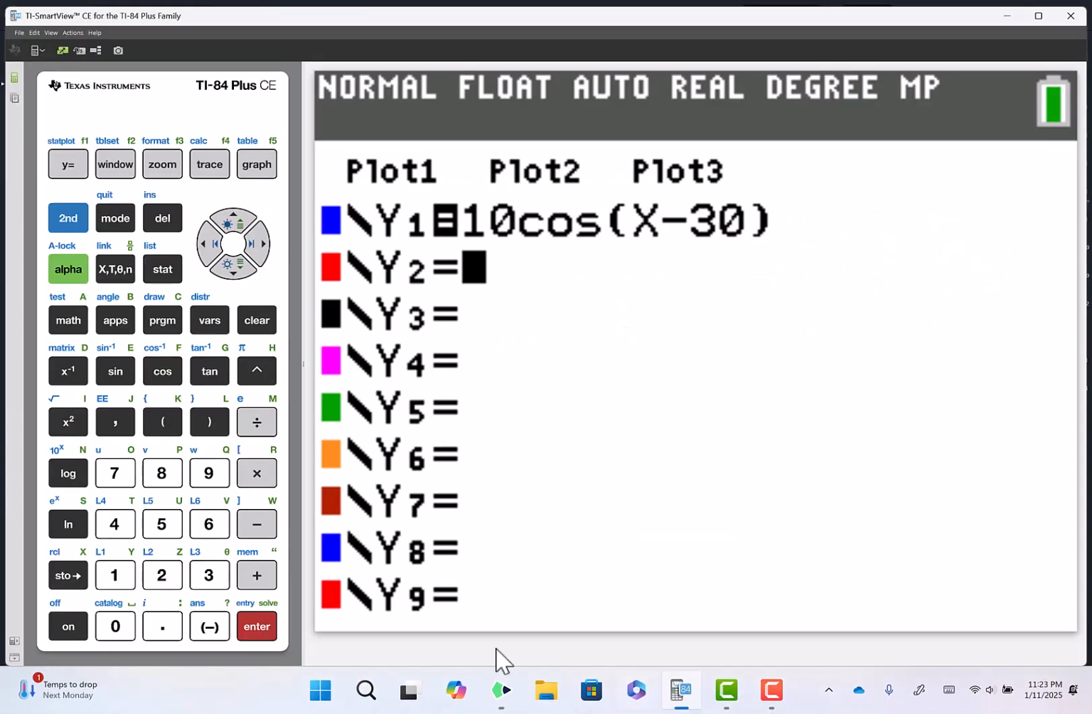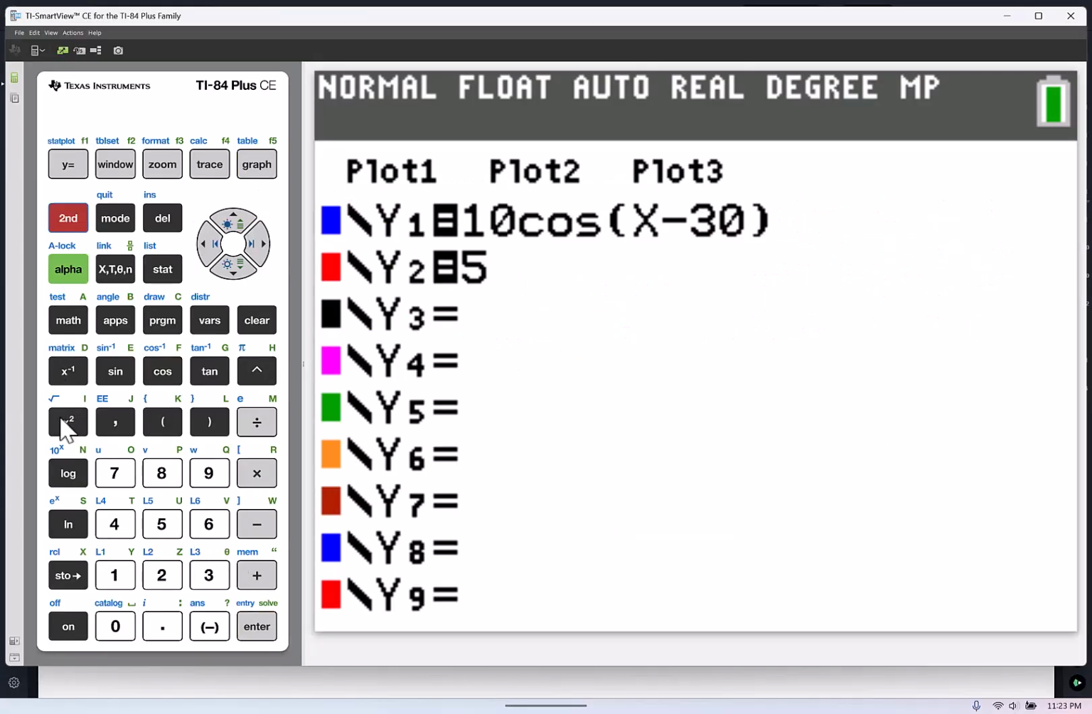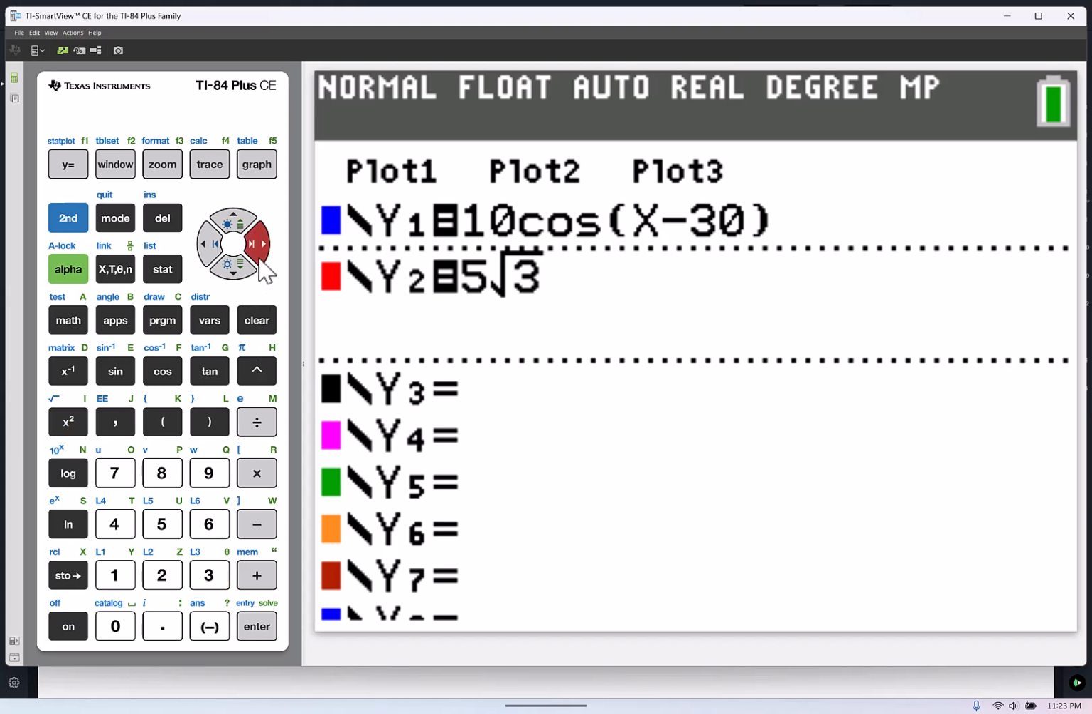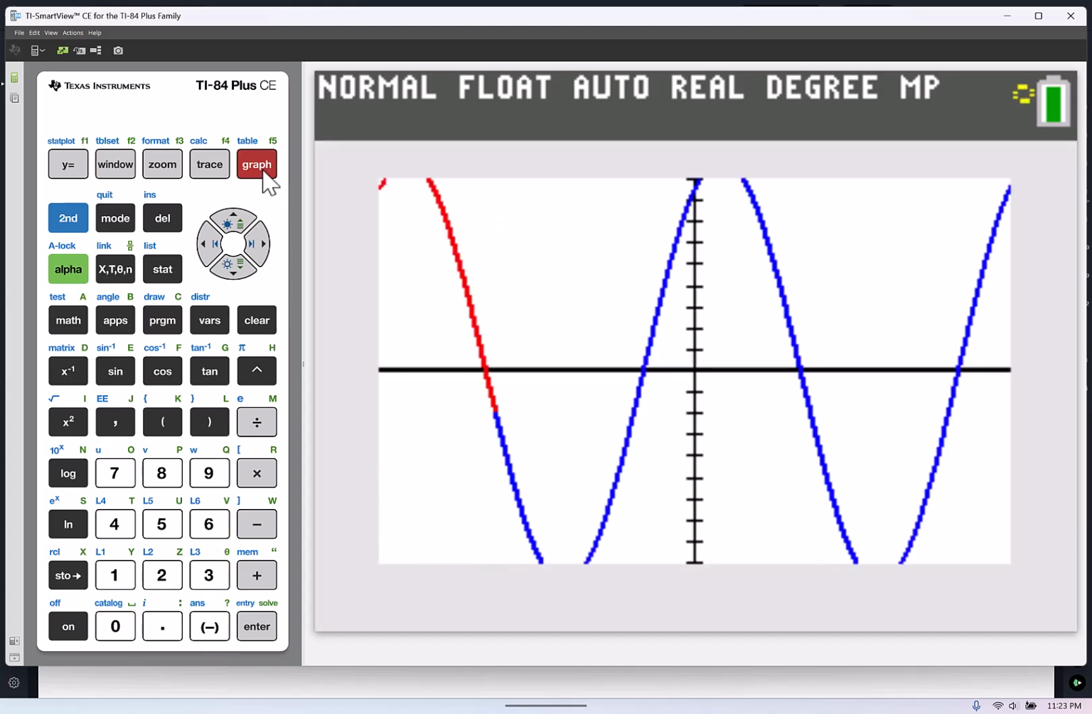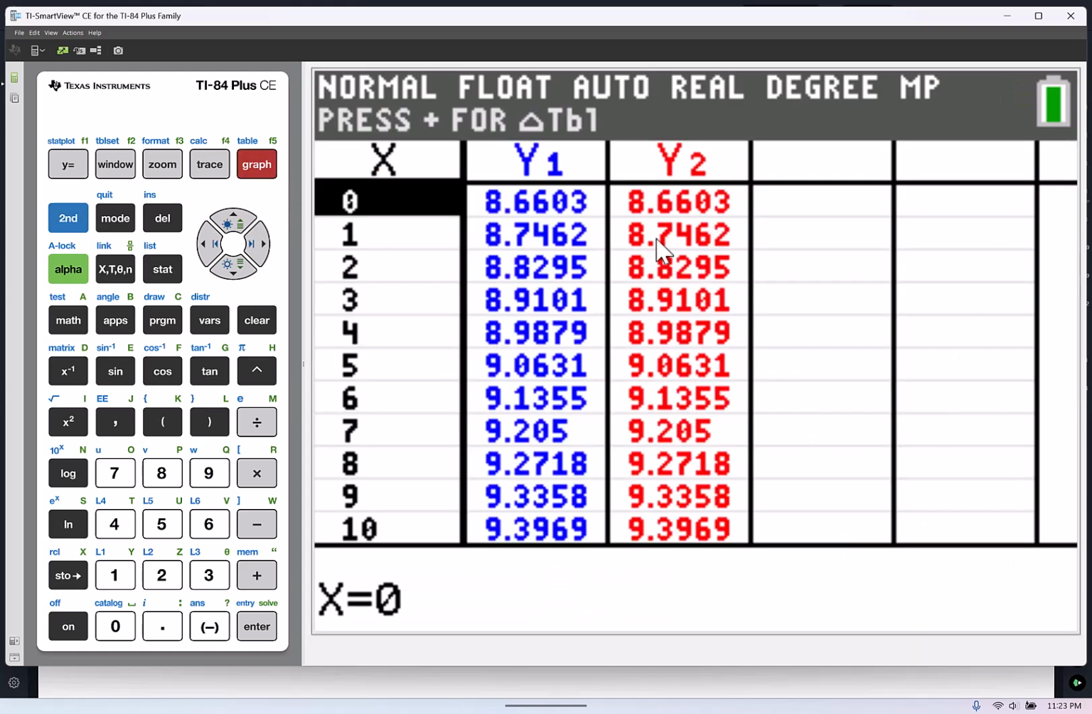So I'm going to come back. 5 square root of 3 cosine theta plus 5 sine theta. It's going to go really fast. So here it is. Well, let's make the window go from negative 360 to 360. All right, here we go. Yep, same thing, guys. See? If I look at the table, there it is. Same values.